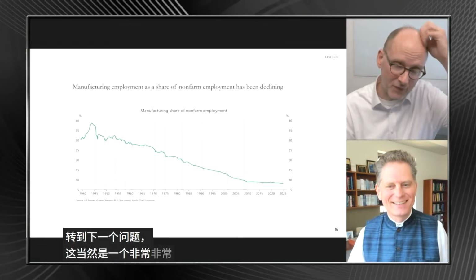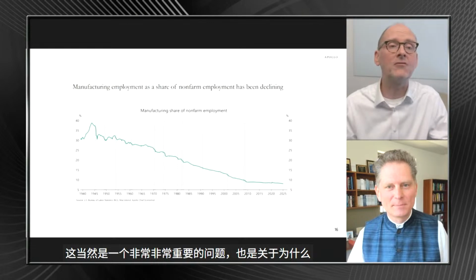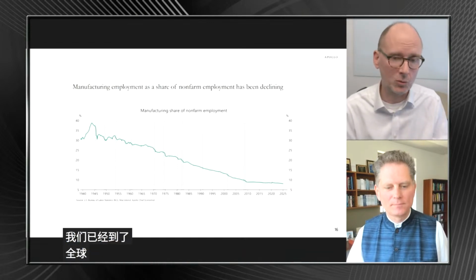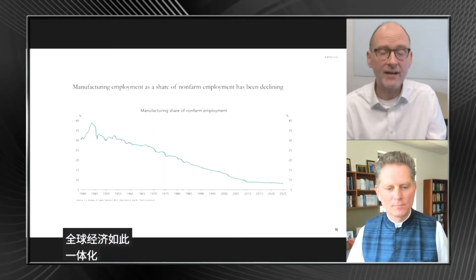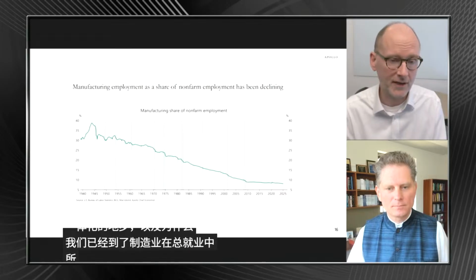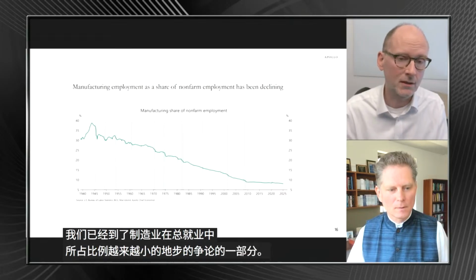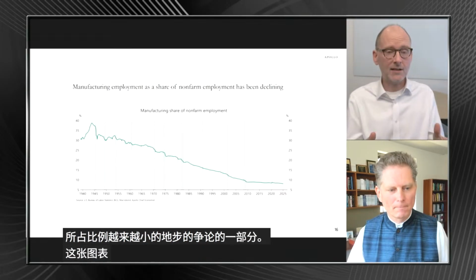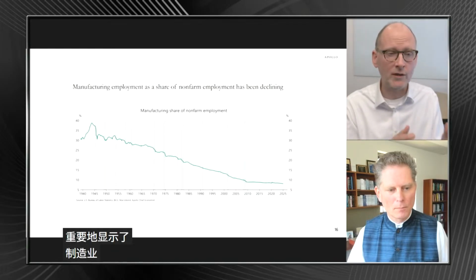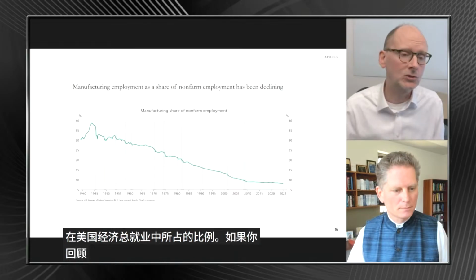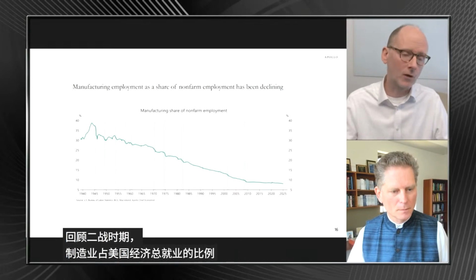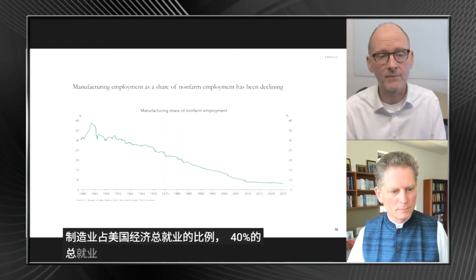And that is, of course, this very, very important issue, which is part of the debate around why we have gotten to the point where the global economy is now so integrated, and importantly, why manufacturing is making up a smaller share of total employment. This chart shows you manufacturing's share of total employment in the economy. If you go back to World War II, in very round numbers, manufacturing made up 40% of total employment.